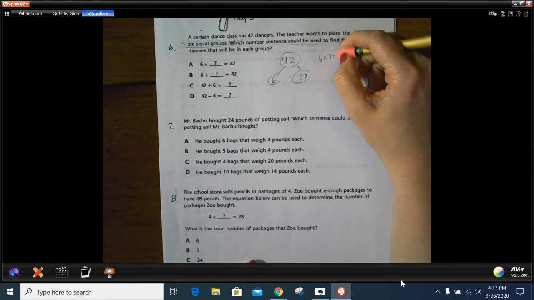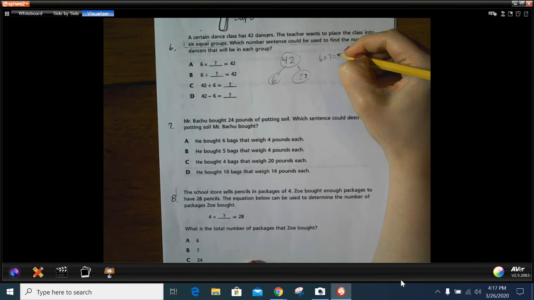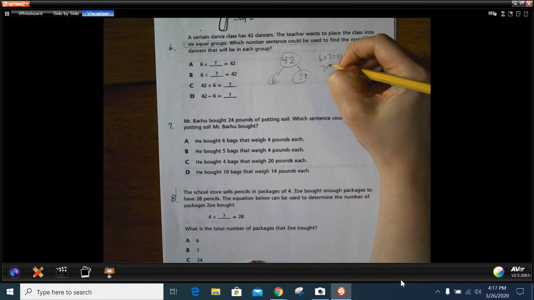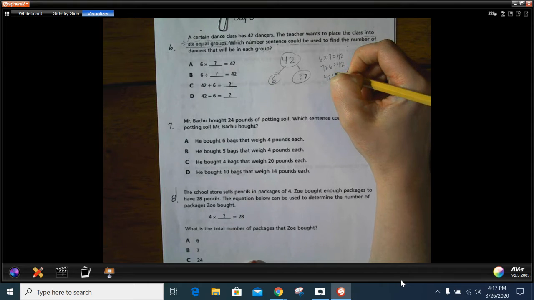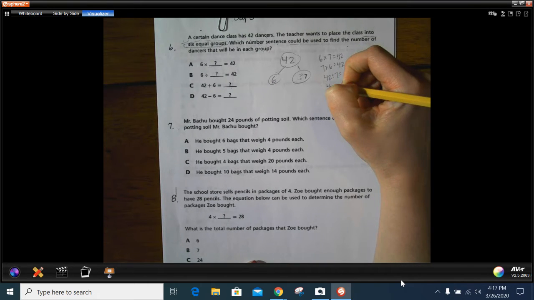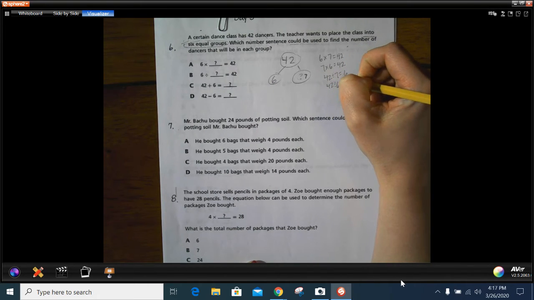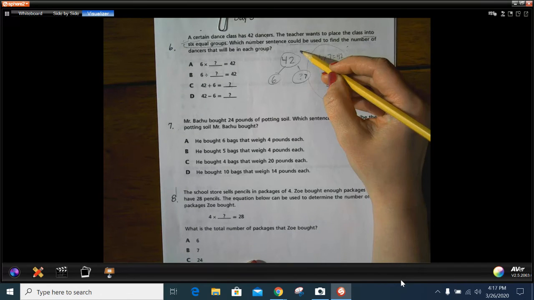What am I doing here? 42, right? 7 times 6, 42. We can do 42 divided by 7 equals 6. 42 divided by 6 equals 7, right? So those are the math facts that go here.